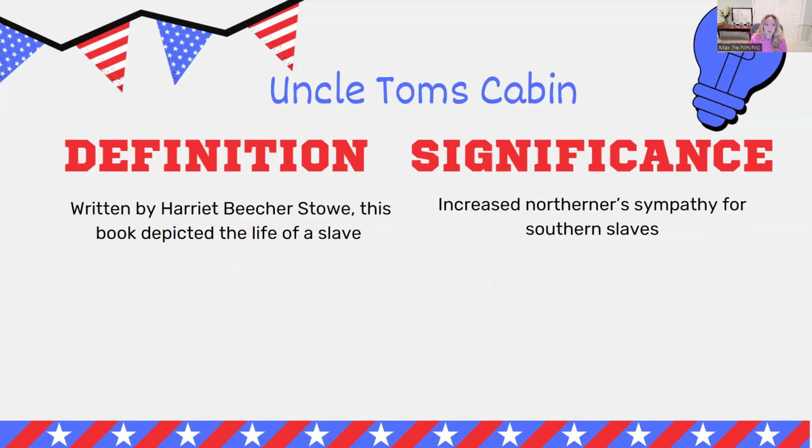Also with Uncle Tom's Cabin. So this is the bestseller at the time, right behind the Bible during this time period. This is written by Harriet Beecher Stowe and depicts the life of a slave. And as this is circulating around the same time the Fugitive Slave Law is being passed, it greatly increases the Northerners' sympathy for Southern slaves because now they can see how the life of a slave is actually depicted.